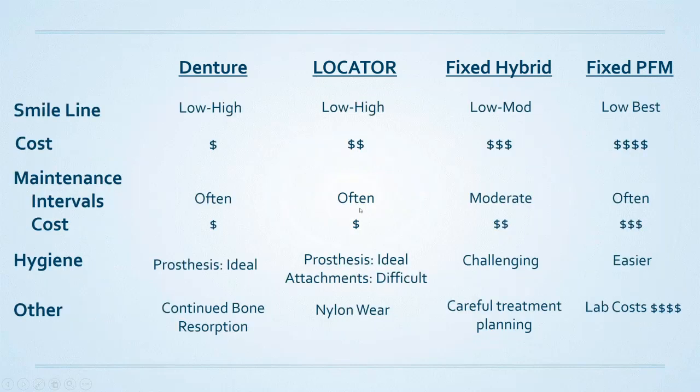Also, we want to think about smile line for our patients that are missing all their teeth that might need some lip support. An overdenture would be a preferred prosthesis. And of course, as complexity goes up, cost goes up.